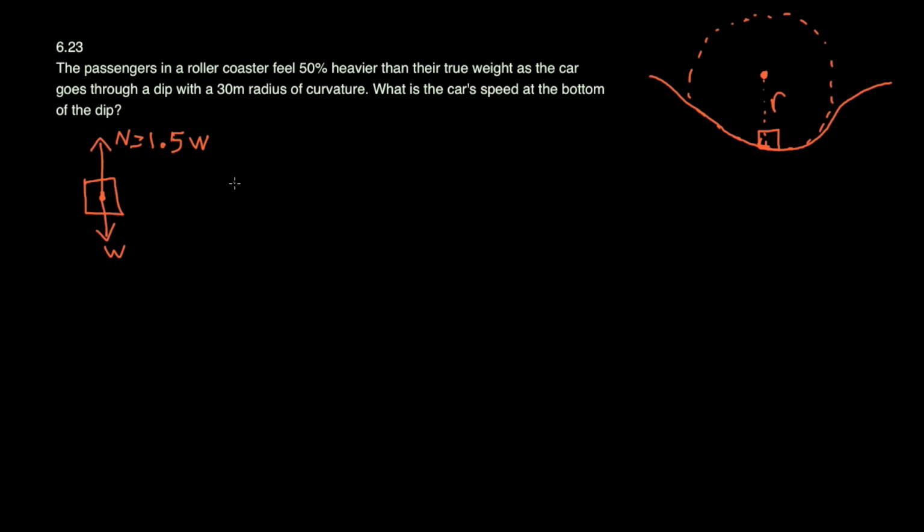And then so we know that the net force now, that's all the forces that are going to be acting on them, has to be equal to the normal force, 1.5 W, minus the weight, right? Because it's pointing in the negative direction. And so 1.5 W minus W is just going to be equal to 0.5 W.